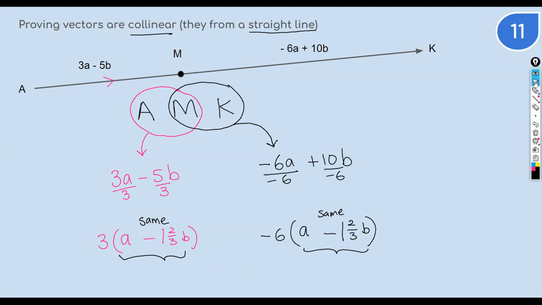You can also use the same method to prove that two vectors are parallel, because parallel and collinear are closely related, right? Everybody with me so far? Let me know in the chat, right? Only one person replied.